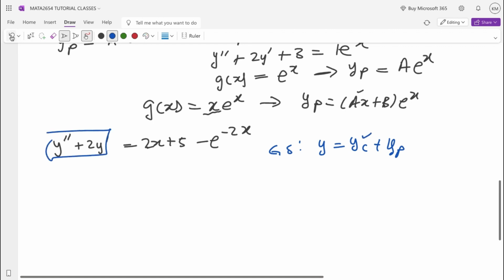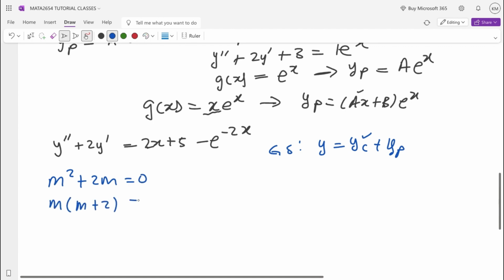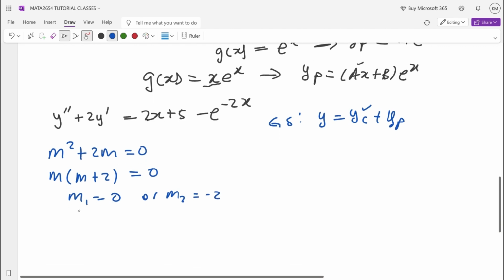So basically, we're going to have an auxiliary equation, m squared plus 2m equals 0. Then we can factor out m, and we'll be left with m plus 2, which gives us 0. So basically m1 equals 0, or m2 equals minus 2. So what do we have here? We have m1 not equal to m2, so we are dealing with distinct real roots.